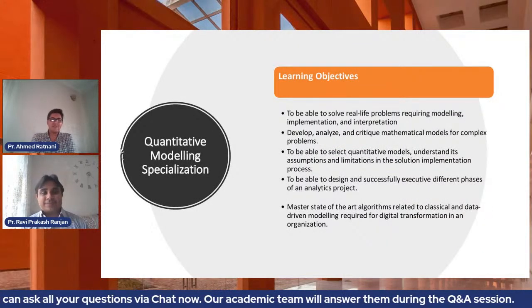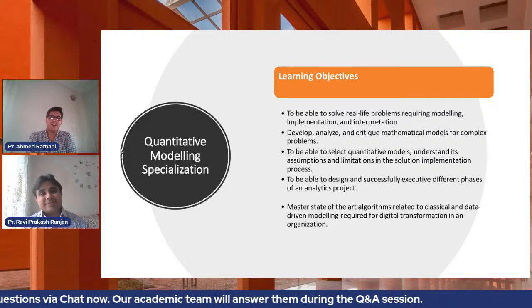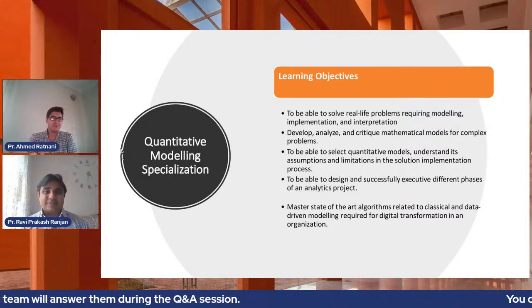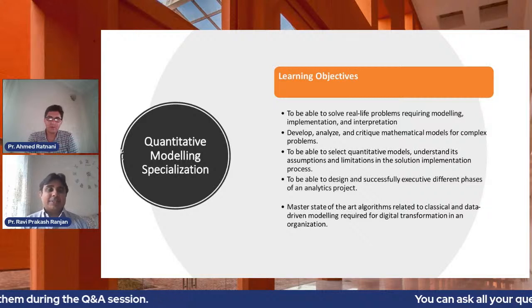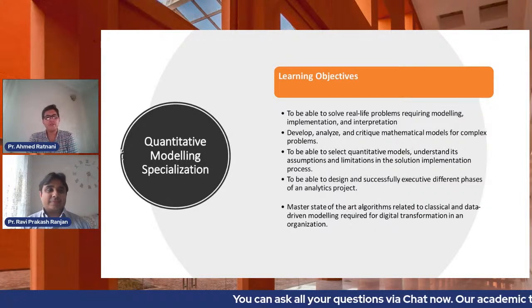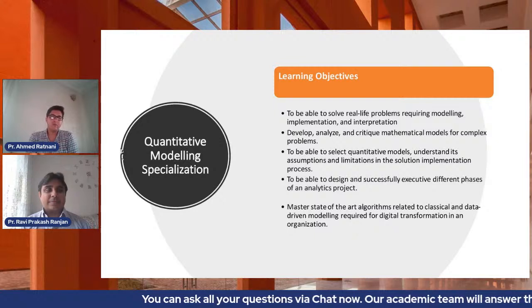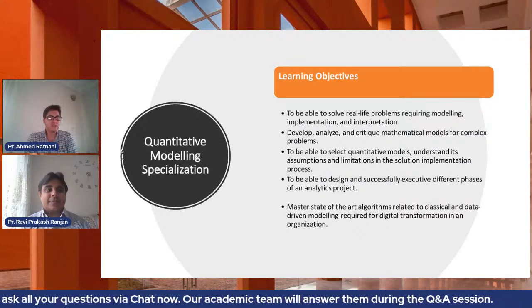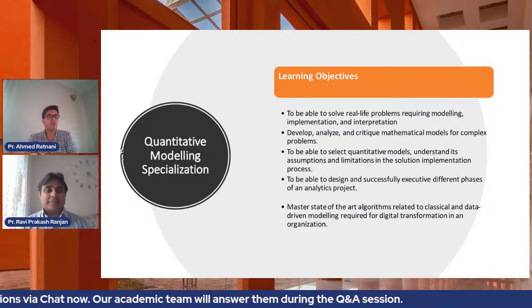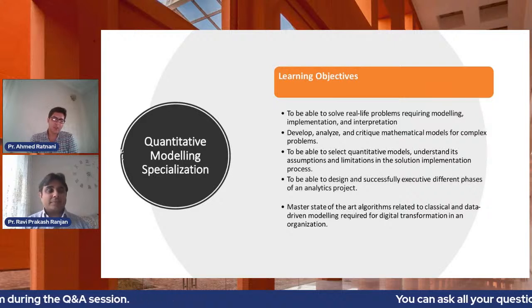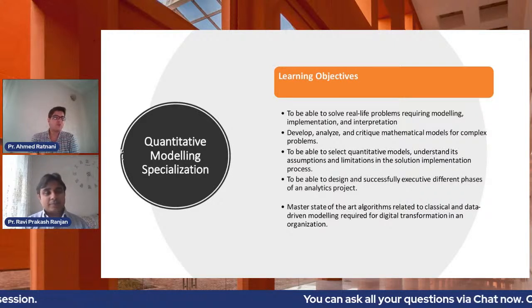The quantitative modeling specialization, following the same paradigm as the data engineering and financial engineering parts, is also aimed at solving real life problems. The main difference here is that we'll be focusing on modeling, and what we want is that students develop different ways of solving problems.